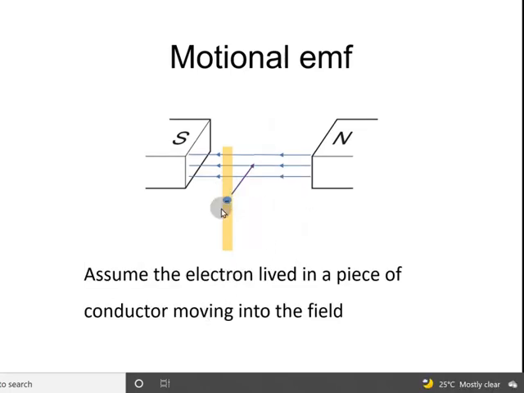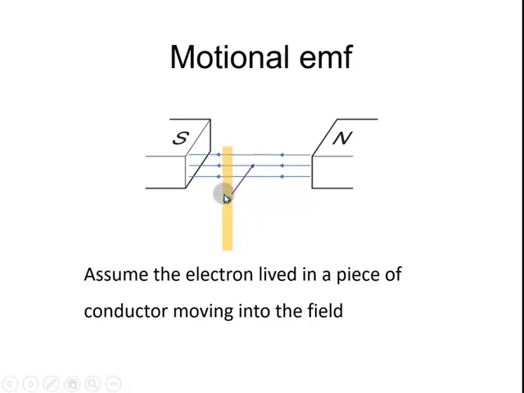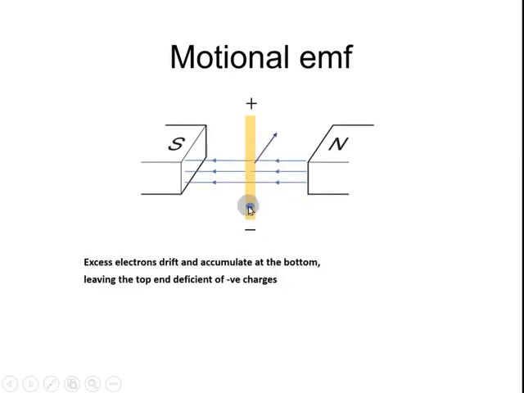Assuming the electron were living in a piece of conductor, and the conductor is rather moving. The conductor is moving into the field, carrying the electron. Then the electrons will experience the force within the conductor because they are free to move within the conductor. They will move downwards. The electrons will experience the force and move downwards, as you can see here.